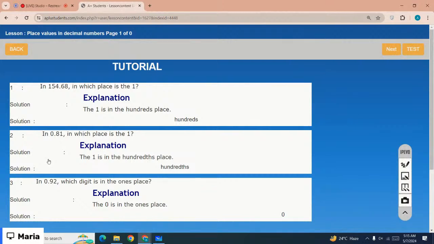In 154.68, in which place is 1? You have to find the place value of the digit 1. So which is the correct option? Yes, you have to complete the test on your own.